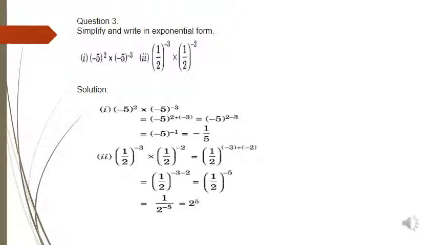Student, similarly, you can simplify the given example using exponential laws. In this example, you have the same base, minus 5, with different powers, 2 and minus 3. When we have the same base with different exponents, you just add their exponents, that is minus 5 raised to the power 2 plus minus 3, which is minus 5 raised to the power minus 1, that is minus 1 by 5. Similarly, you solve the second one.